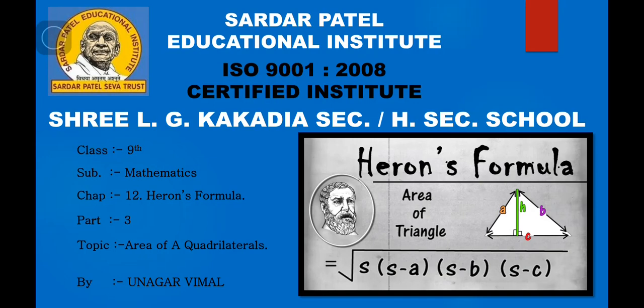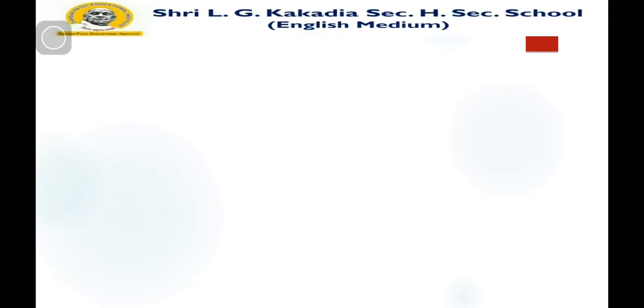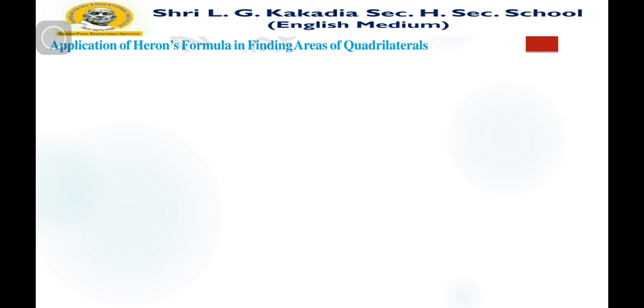Now, here we know that in a triangle there are three sides. So in that way, using the semi-perimeter, we have the formula: square root of s into (s minus a), (s minus b), and (s minus c). So in this way we can find the area of a triangle. Now about the area of quadrilaterals. How can we find the area of a quadrilateral?